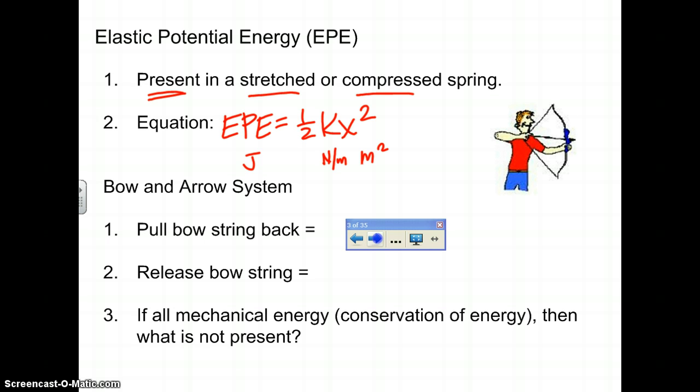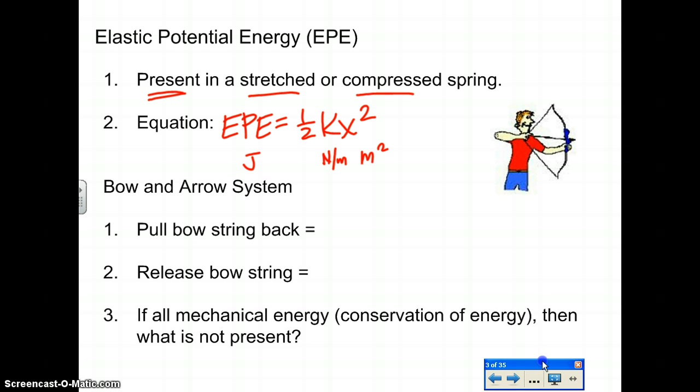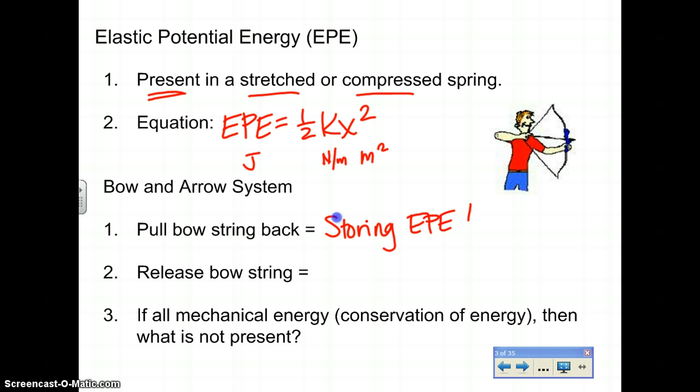Okay, bow and arrow system. So think about pulling back on a bow, and you have an arrow attached to it. When you pull back on the bow, you are storing EPE, elastic potential energy. When you release the bow string, then that EPE is converted into KE, energy of motion, right?